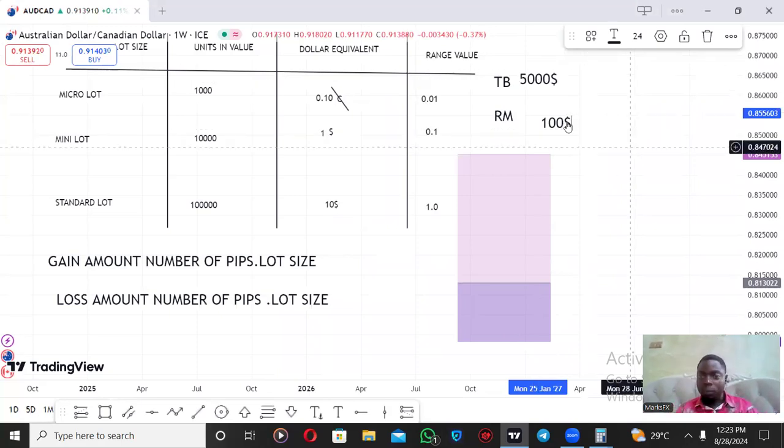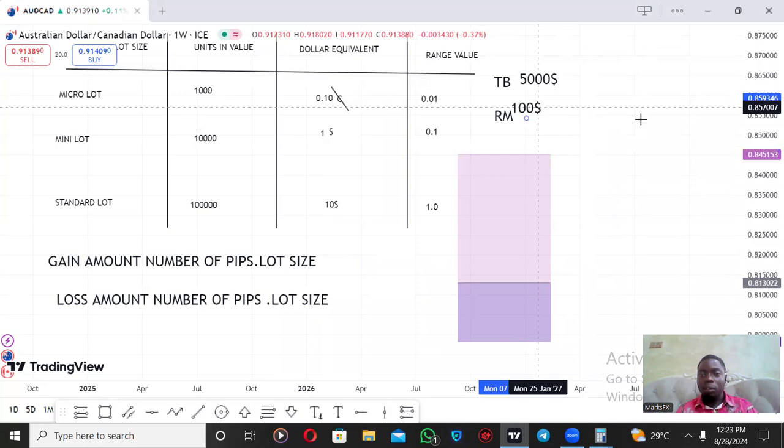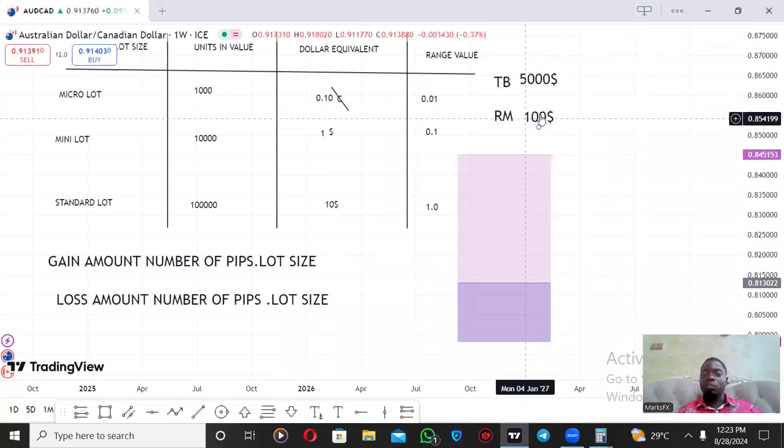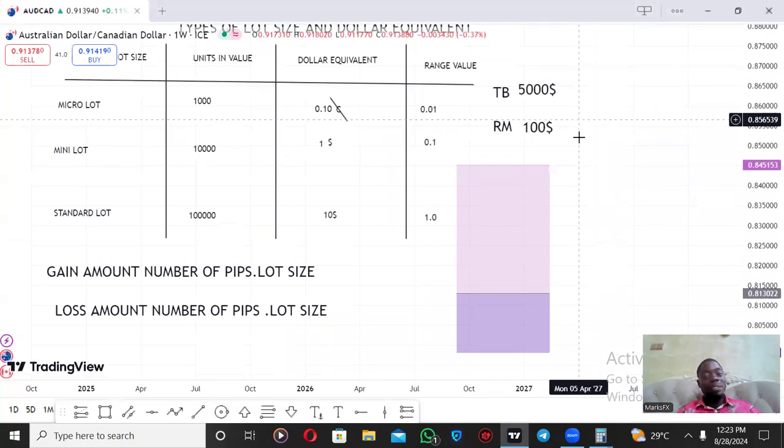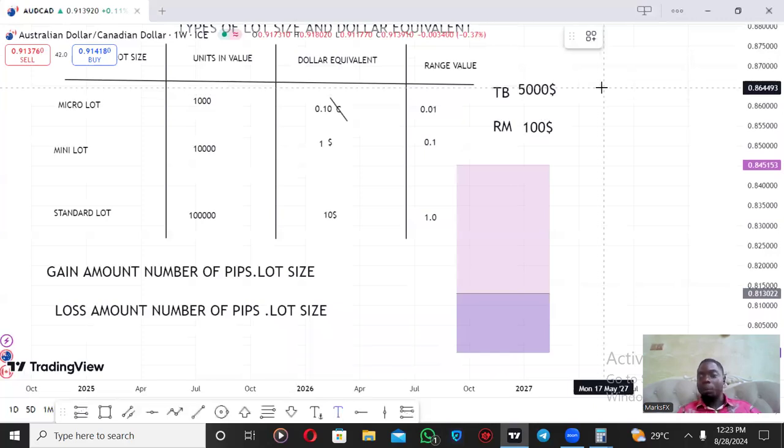Remember that for some prop firms, your daily drawdown is 5%. So let's assume this is a prop firm account, and my daily drawdown is now 5%.